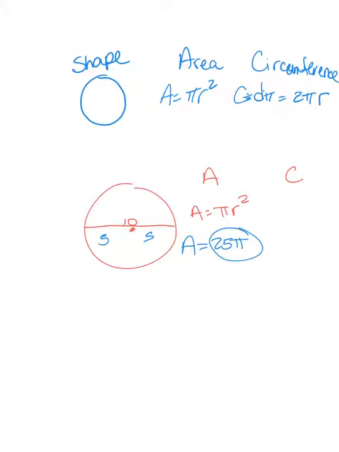So area of that circle, if the diameter is 10, the radius is 5. So 5 squared is 25, and then you put the pi on the end of it, okay? And then you can put that in your calculator, which will be 78 point something. Circumference would be diameter times pi, which is 10 pi. Or it's 2 times radius times pi, which is also 10 pi. So whichever way you do it would give you the same answer.